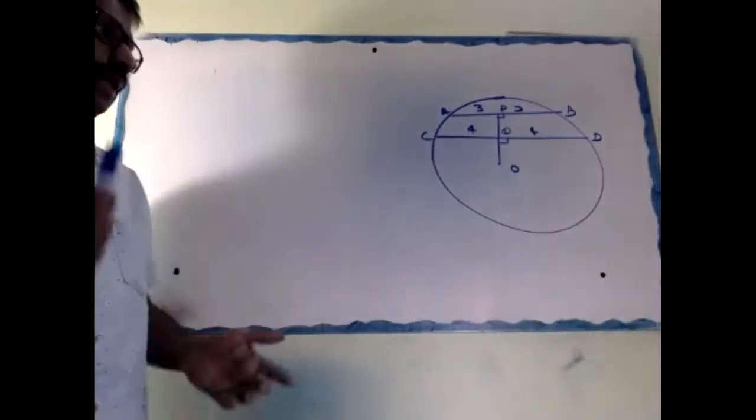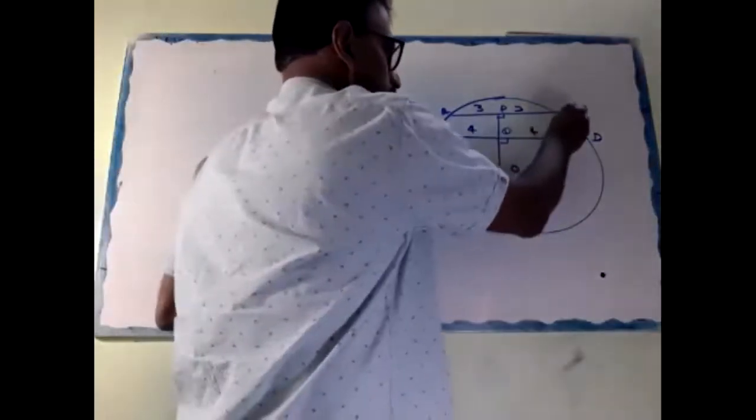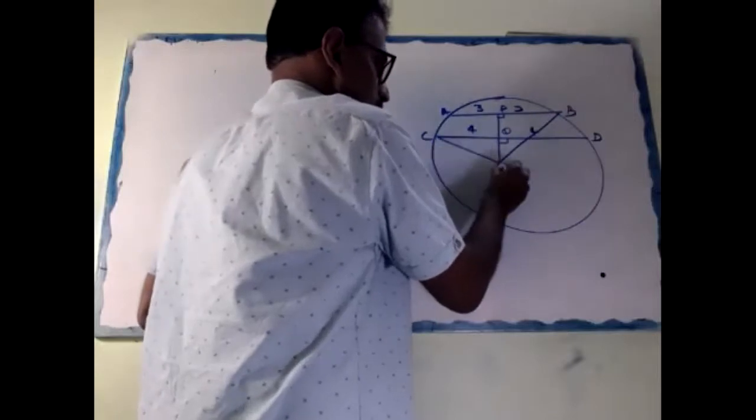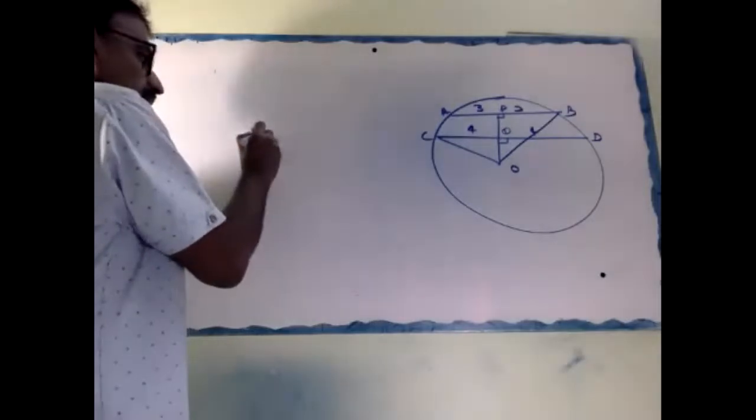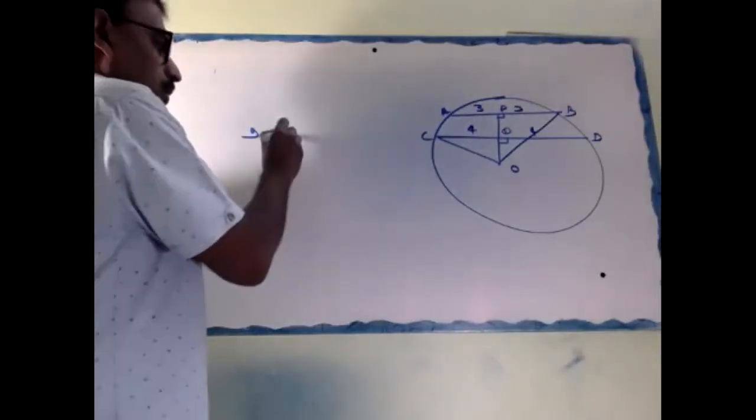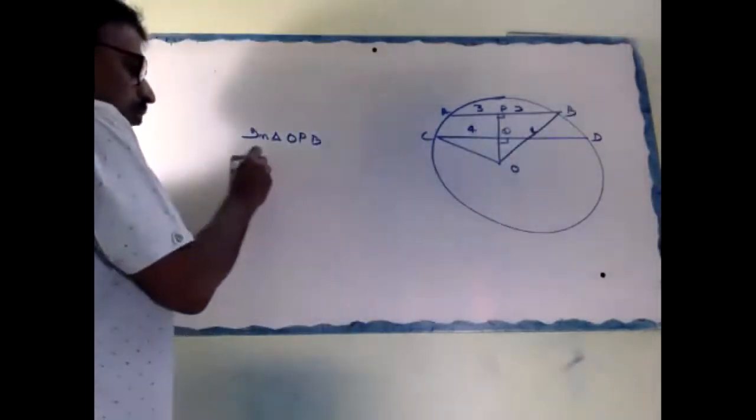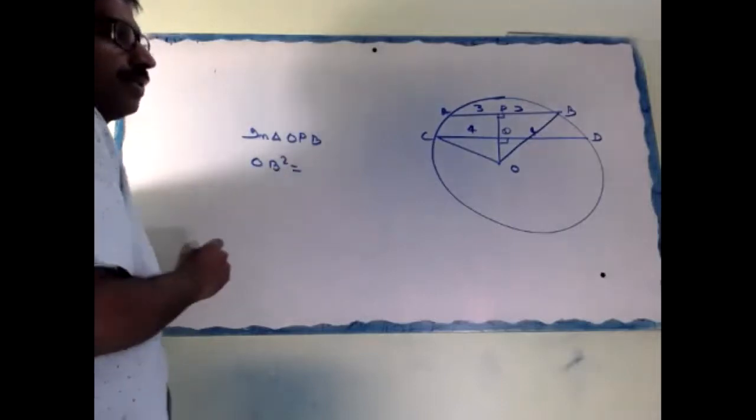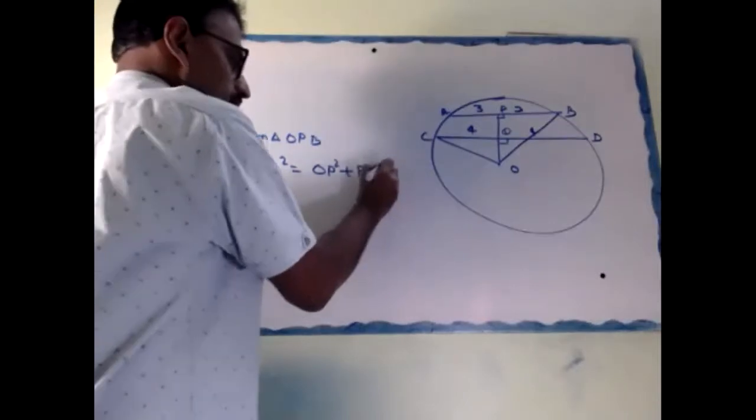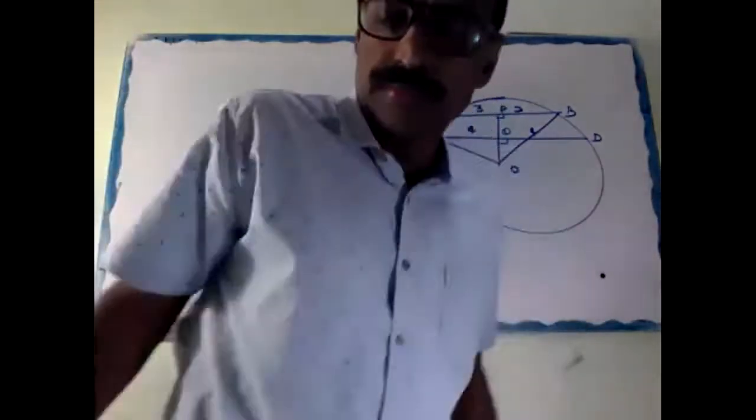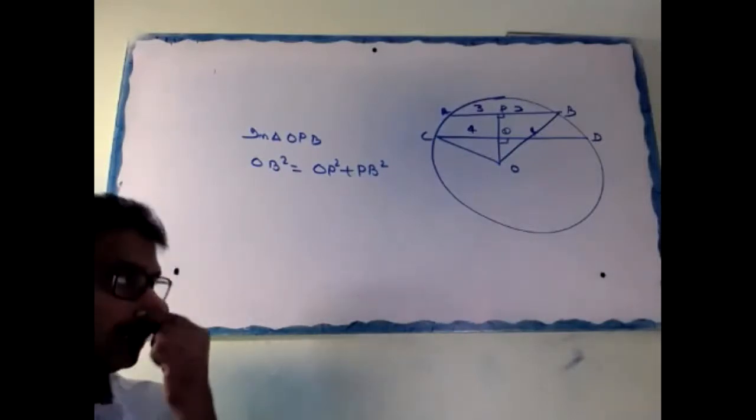Listen, don't write now. We join this one and join this one. In triangle OPB, OB square equal to OP square plus PB square, right? OP square plus PB square.